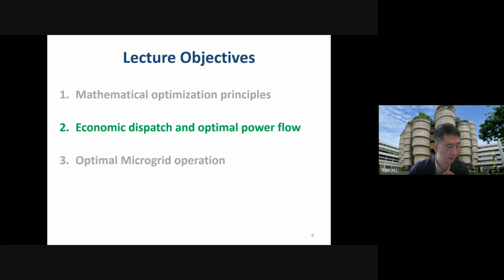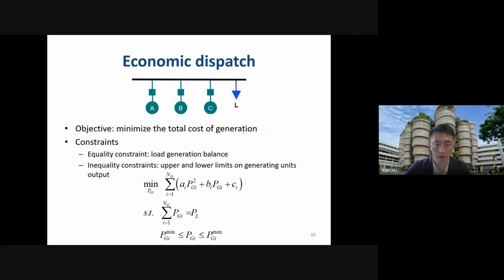Then after that, I will introduce the economic dispatch and the optimal power flow, which are two most basic tools for power system operation. Okay. Now, economic dispatch, here is the so-called problem description. The objective of the economic dispatch is to minimize the total cost of generation while supplying the load.